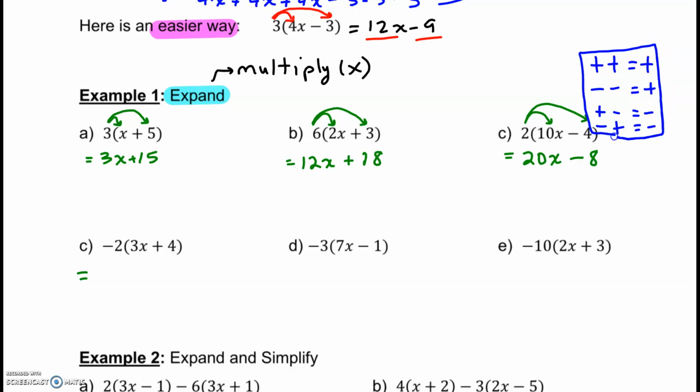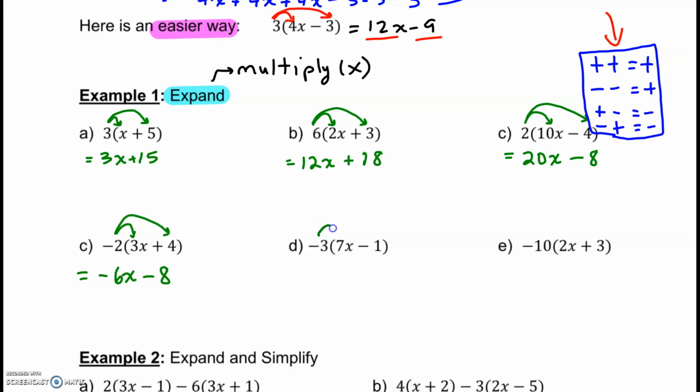Okay, let's go ahead and look at multiplying negative 2 times 3x plus 4. So I'm going to multiply negative 2 times 3x. So negative and a positive, we know is going to be negative, and 2 times 3 is 6x. Now negative 2 times a positive 4. So negative and a positive, we know is going to be a negative, and 2 times 4 is just 8. So notice here the signs aren't the same in the brackets, and I told you that could happen, right? So we got to make sure that we are using these rules here when we're multiplying.